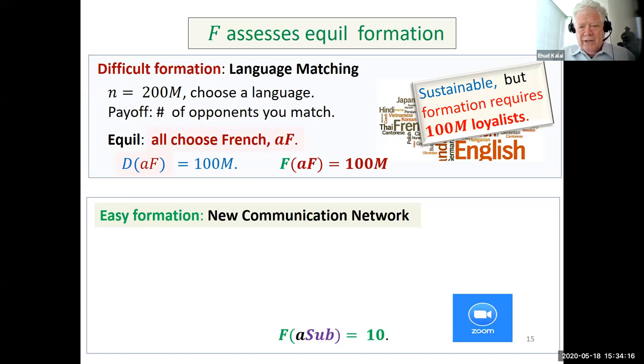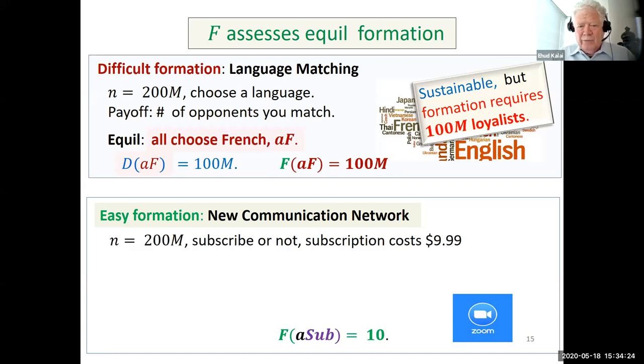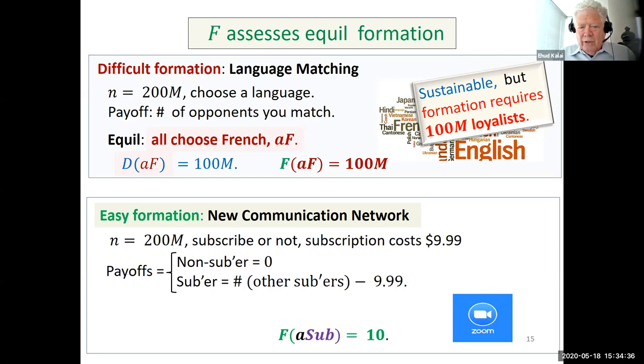Let me contrast it with an example of something which is easy to form, a new communication device. Maybe think of Zoom before it was introduced. So there are 200 million people who have to subscribe or not. The subscription cost is $9.99. And you have to decide if you subscribe or not. Your payoff if you don't subscribe is 0, no gain, no loss. But if you subscribe, it's the number of other subscribers that you can talk to minus the subscription cost of $9.99. So very simplified.